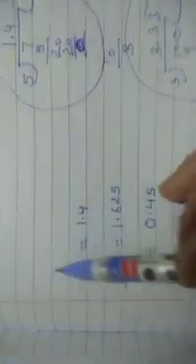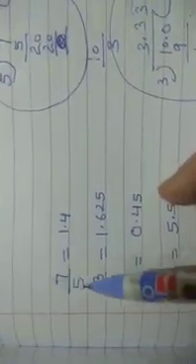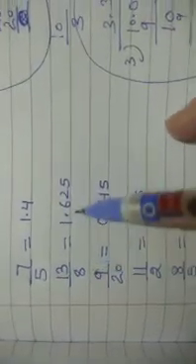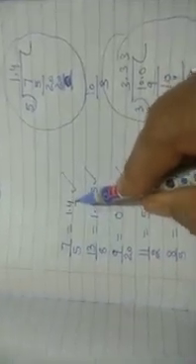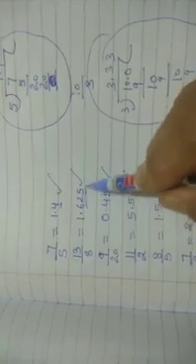You can see 7 upon 5. When you divide 7 by 5, you will get 1.4. When you divide 13 by 8, you will get 1.625. When you divide 9 by 20, you will get 0.45. When you divide 11 by 2, 5.5. 8 by 5, 1.5. So you can see these are all terminating decimals. This one terminates after one decimal place, and this one after 3 decimal places.